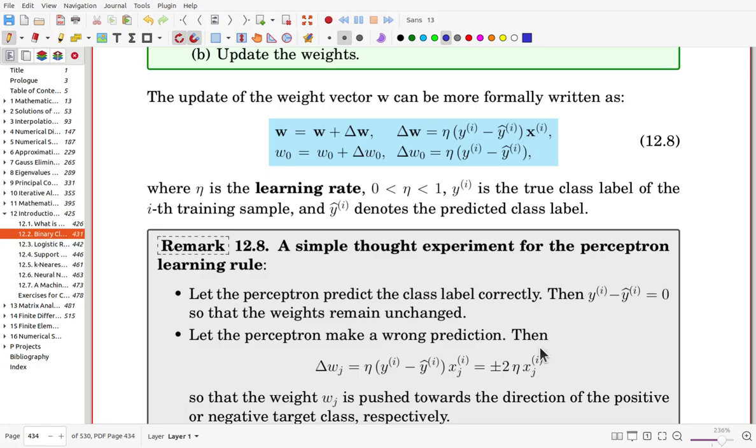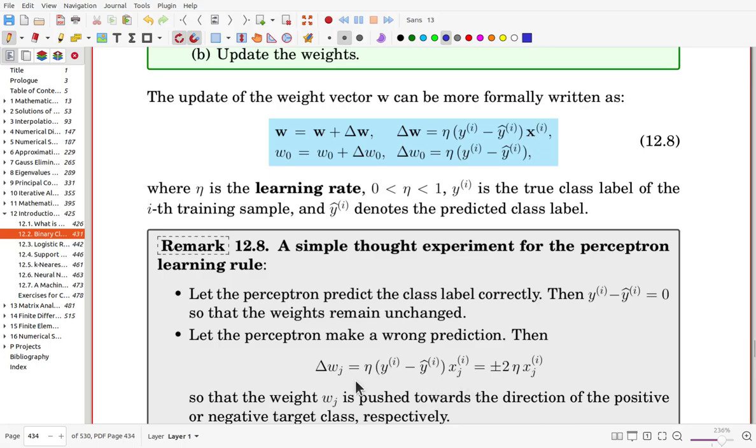Okay, here we have a mind simulation, a thought experiment for the perceptron algorithm. Once the predicted value is the same as the original label, the difference will be 0, so the weight remains unchanged. However, for a wrong prediction, if the label is 1 and the predicted value is -1, then this portion will be 2. If the label is -1 and the prediction is +1, this whole thing will be -2.